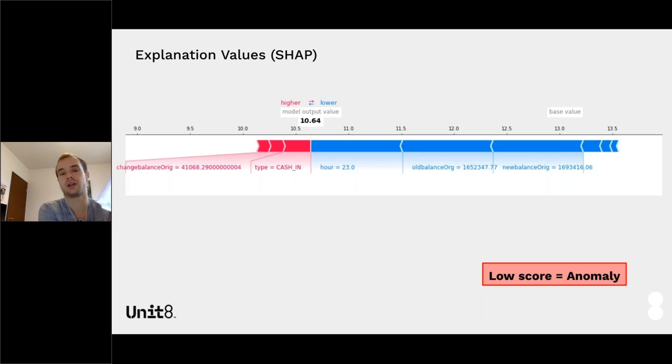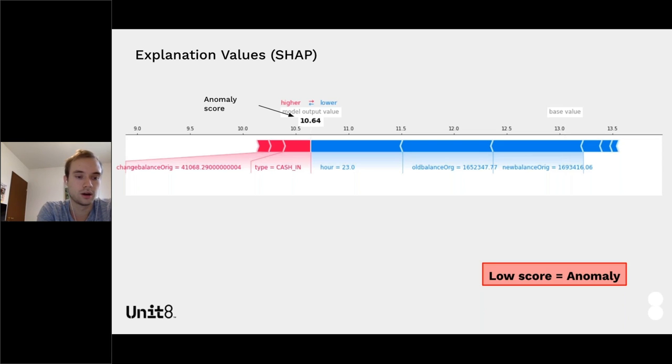So here's actually one explanation for the anomaly score given to one transaction. Now there's a lot on the screen, but please bear with me. We'll walk over every part of it. So what you can see here is the anomaly score, non-normalized, that was given to this transaction. So this is really just the average number of decisions that it took to isolate this point.